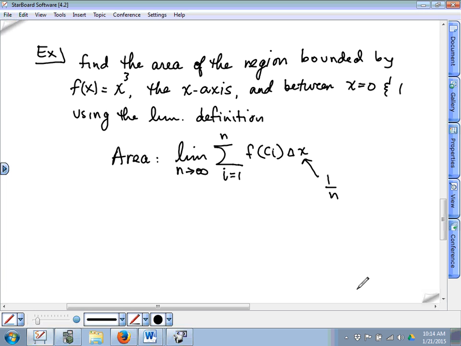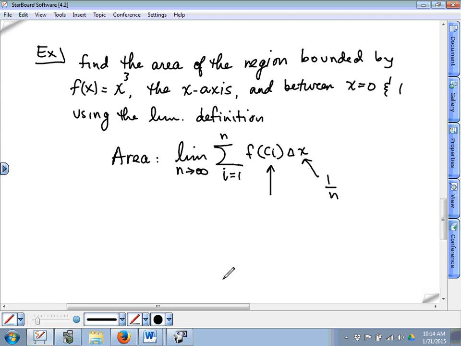You guys okay with that? Yeah, that's the width of each rectangle, because the width is along the x-axis. So if you're changing along the x-axis, that's a change of x or delta x. Does that make sense? Okay, now this one here, that's going to be our height.